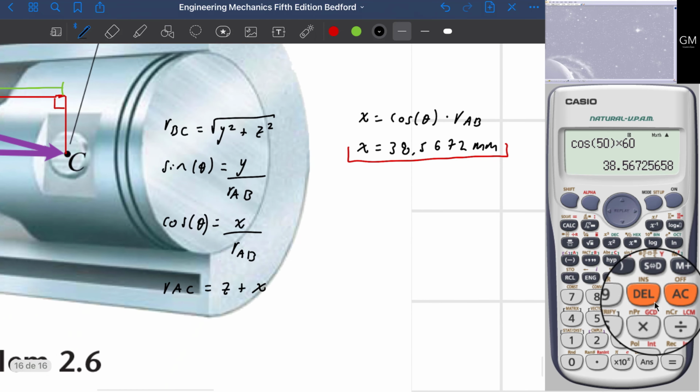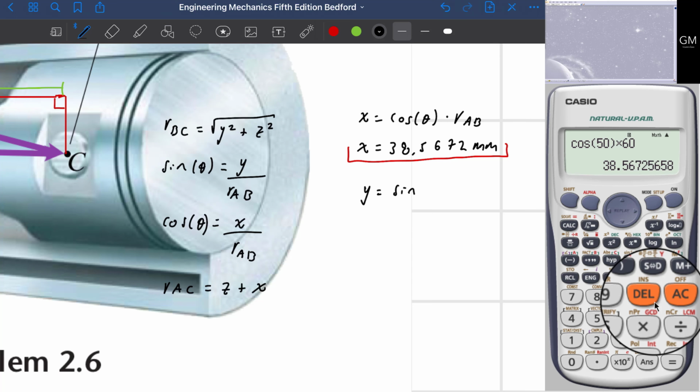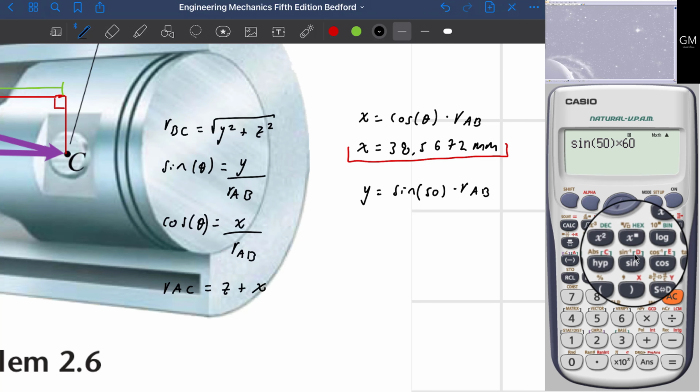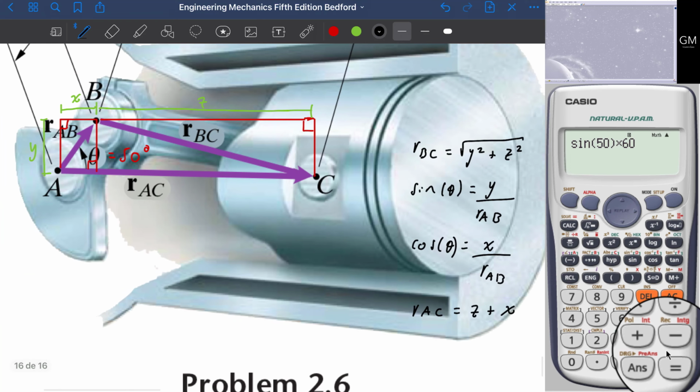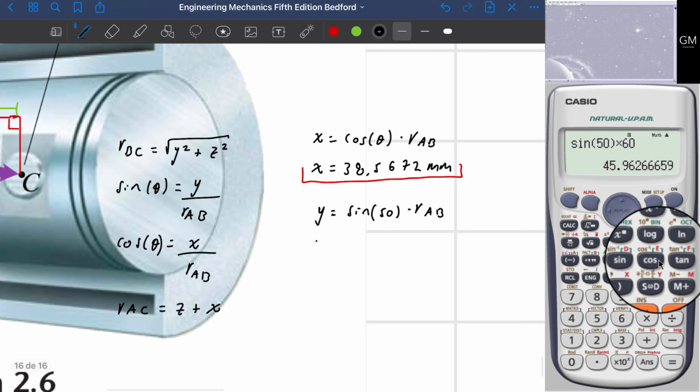Now I'm going to look for y. Okay, y is equal to the sine of 50, in this case theta, multiplied by RAB. Okay, so I just have to change this, and RAB is still 60 millimeters. Okay, so this is equal to 45.9626 millimeters.